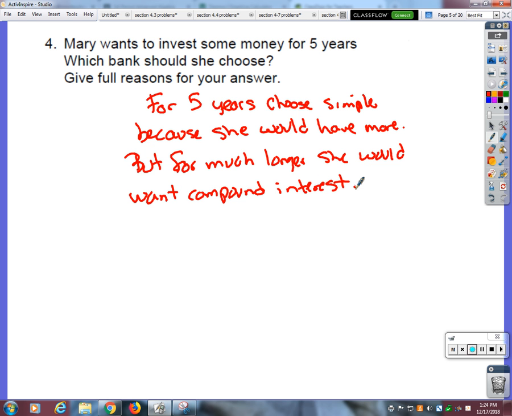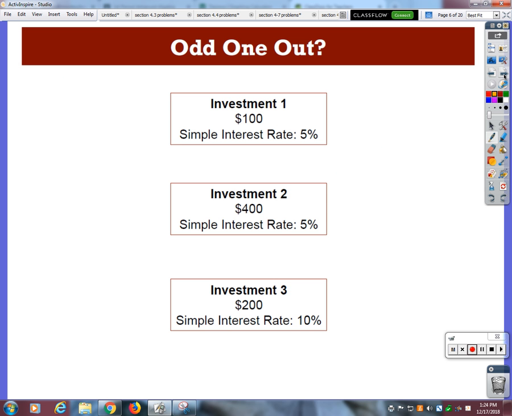All right, so after 5 years, the simple interest would be better, but if you stayed with it for much longer, then you're saying compound interest would be the way to go. Okay. Right, I mean, depending. Right. And do we really ever know how much time we have, Matthew?